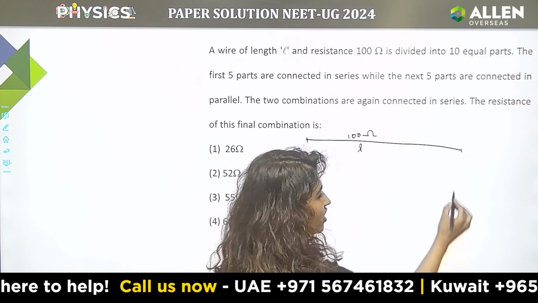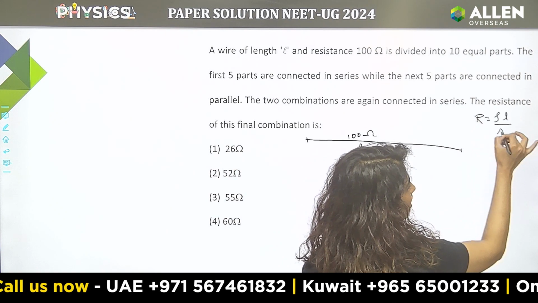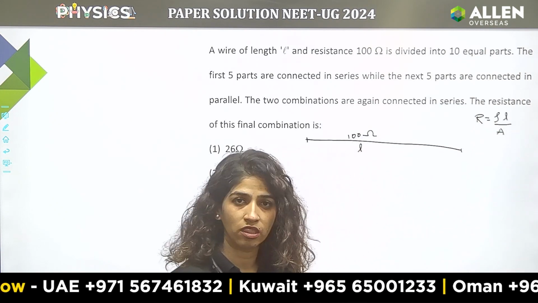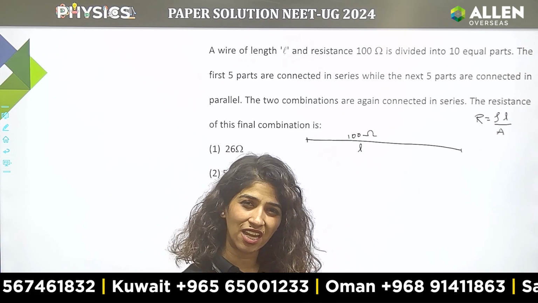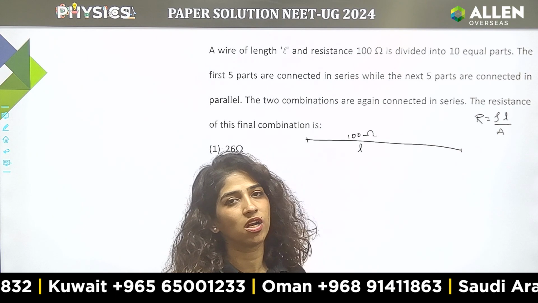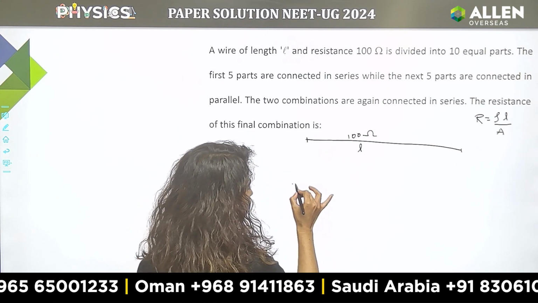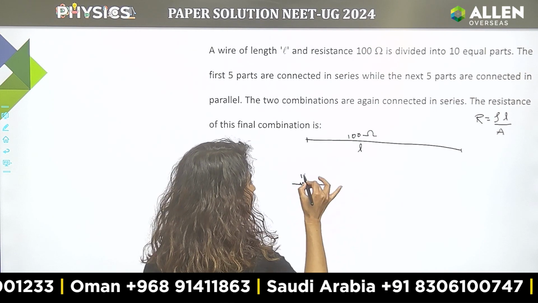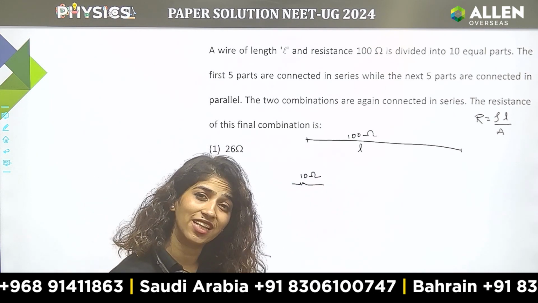Now we know resistance of a wire is equal to rho L upon A. Resistance is directly proportional to length. So if resistance is directly proportional to length and I divide it in 10 equal parts, each part is going to have a resistance of 10 ohm. So now how will the circuit look like? I have 10 resistances, each of resistance 10 ohm.